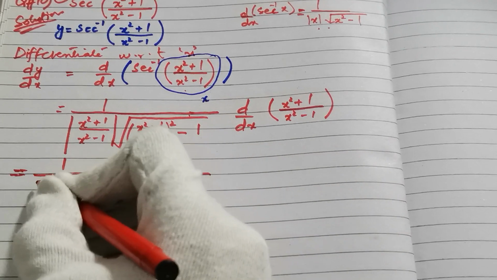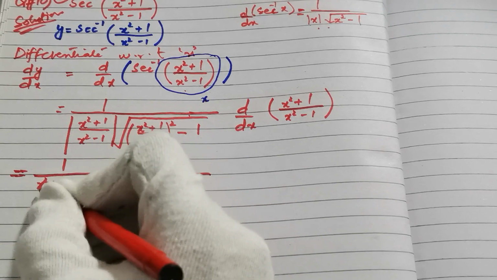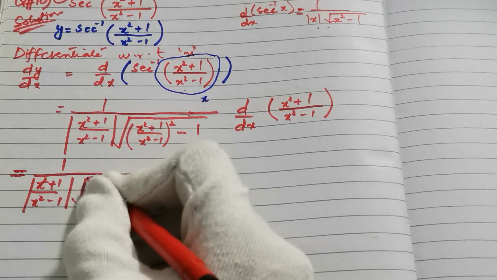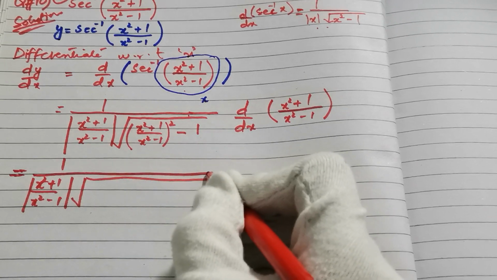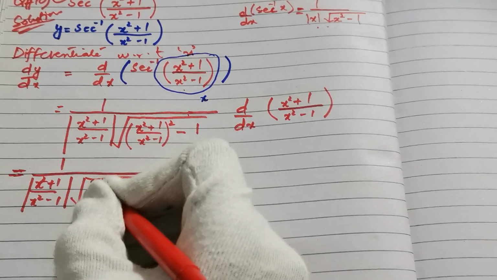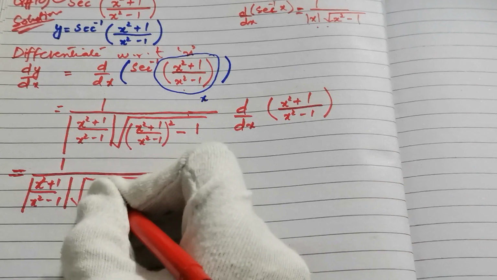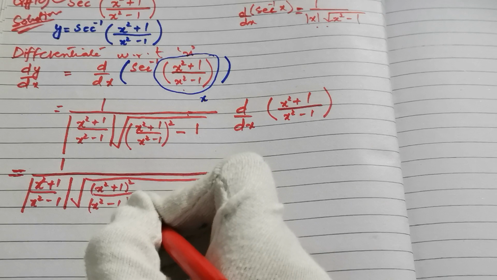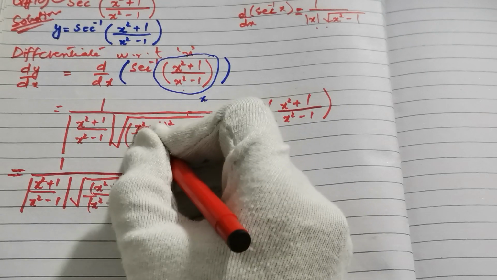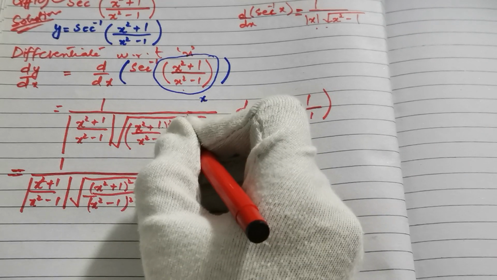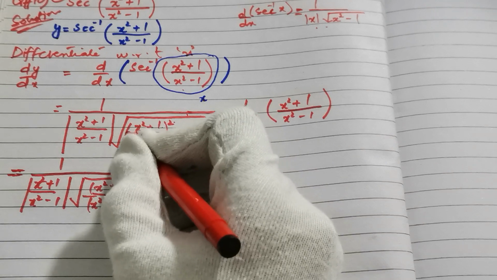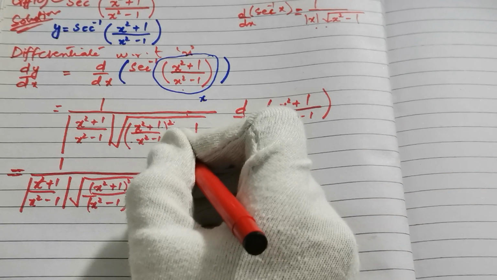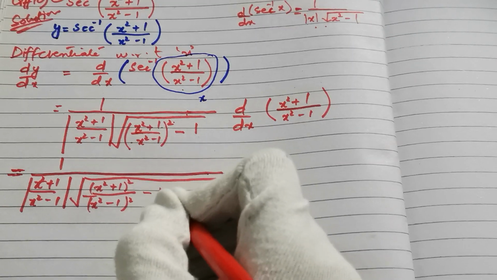1 by (x square plus 1) divided by (x square minus 1), under root (x square plus 1) whole square divided by (x square minus 1) whole square, minus 1. We split (x square plus 1) whole square in the numerator and (x square minus 1) whole square in the denominator, minus 1 as it is.